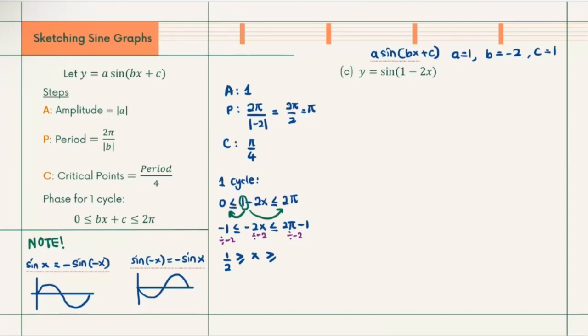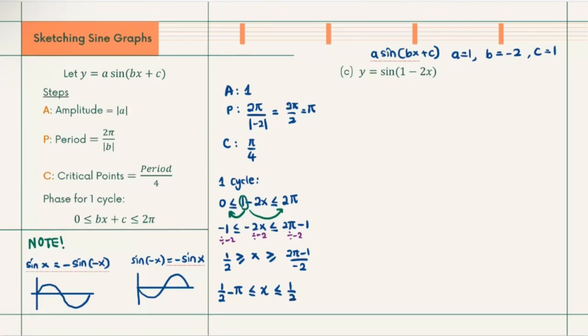Sorry, I'll do it this way. 2 pi minus 1 over negative 2. So why did the sign change? Because I divided by a negative. Okay, so if I rewrite it back, I will get 1/2. Okay, I simplify this to 1/2 minus pi. 1/2 minus pi less than or equals to x less than or equals to 1 over 2.